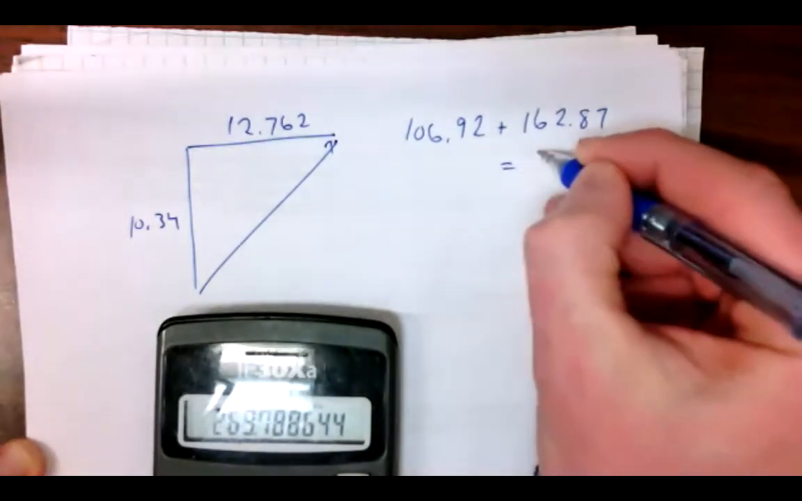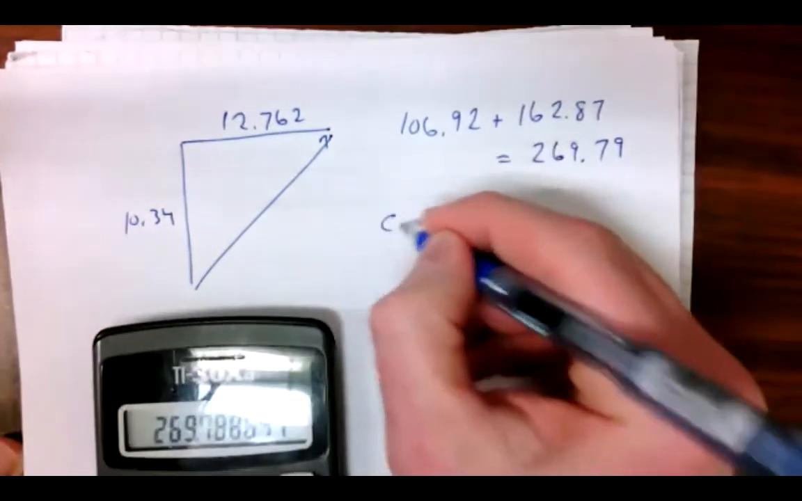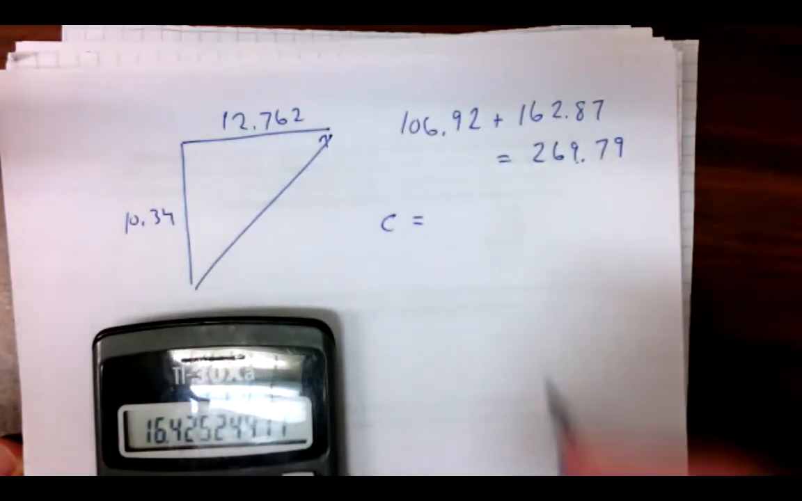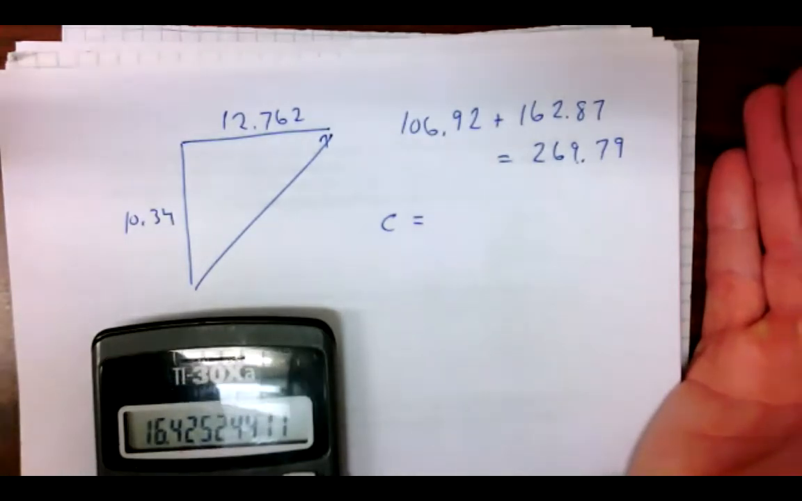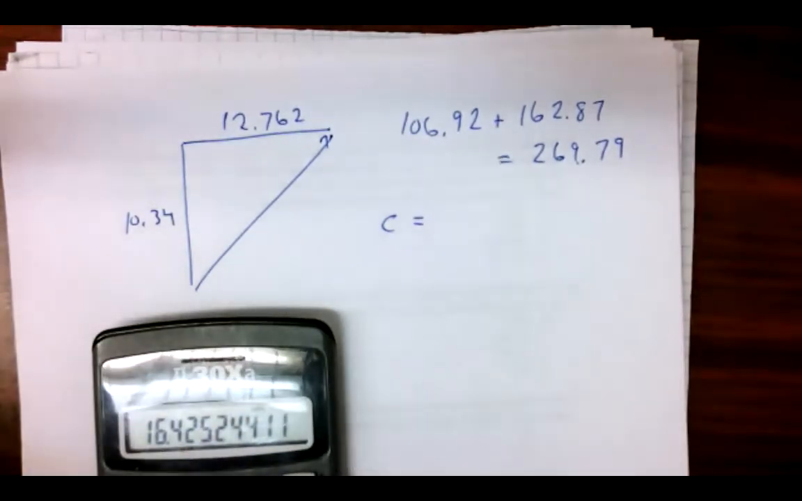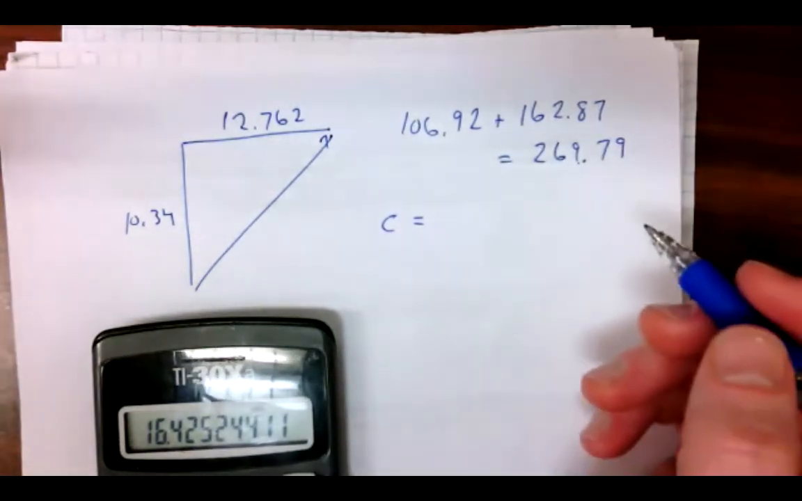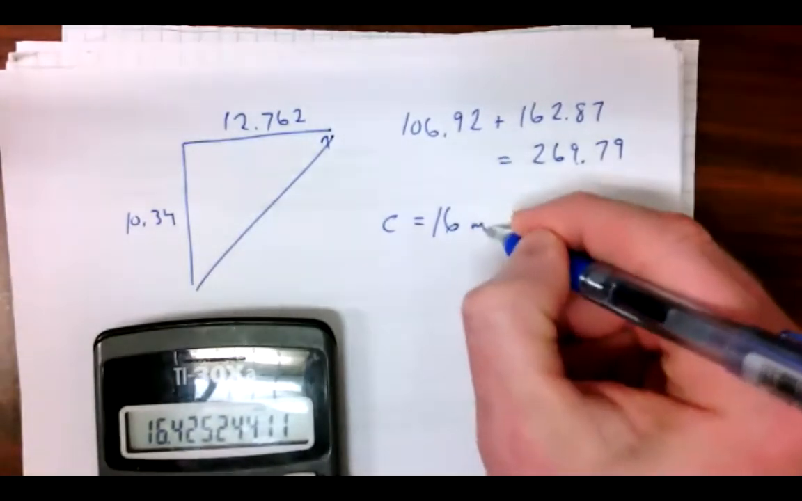So that equals 269.79. C, the root of this, is 16. We want 2 sig figs probably. What number are we doing? Number 3. Yeah, 2 sig figs. So we have 16, this is in meters, 16 meters.